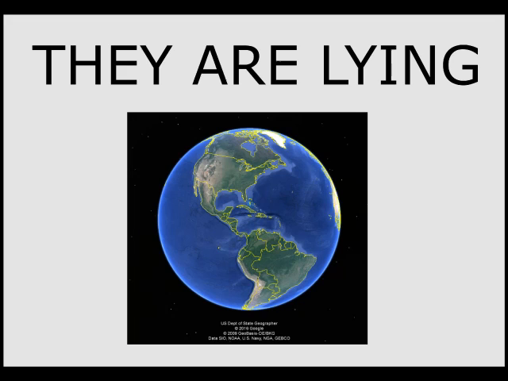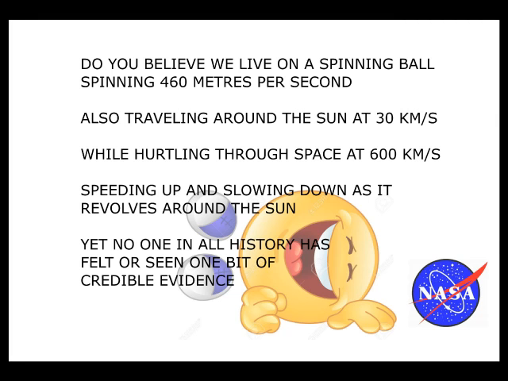Let's look at this globe again. North America, maybe just a slight bit smaller than South America. They are lying to us. We are not spinning 460 meters a second on a globe, traveling around the sun at 30 kilometers a second, hurtling through space at 600 kilometers a second. This is not happening. You can't see that. Go outside, have a look. Check out water. It levels. It doesn't wrap around. It stays level. It's flat. We live on a plane.